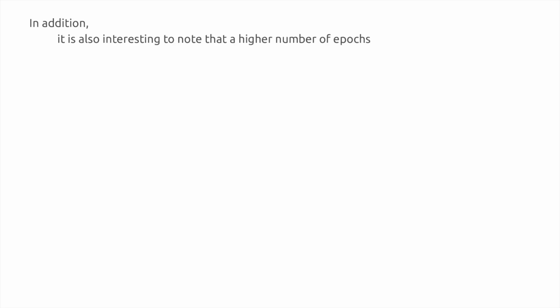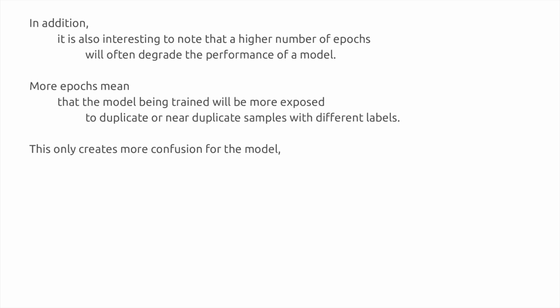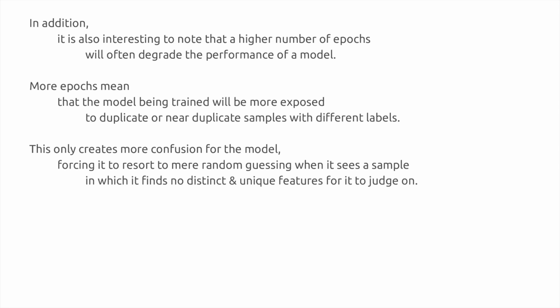In addition, it is also interesting to note that a higher number of epochs will often degrade the performance of a model. More epochs mean that the model being trained will be more exposed to duplicate or near duplicate samples with different labels. This only creates more confusion for the model, forcing it to resort to mere random guessing when it sees a sample in which it finds no distinct and unique features for it to judge on.